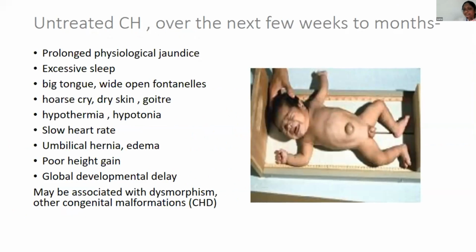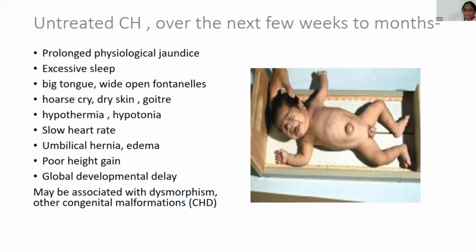However, untreated congenital hypothyroidism, over the next several days to weeks to months, progresses to a full-blown hypothyroid baby, where in the newborn period they can have prolonged physiological jaundice and lethargy. That is actually quite surprising with Archana's case, and she said the child was very irritable. Normally, untreated congenital hypothyroidism babies are quite sedate. They're very easy babies, you know.